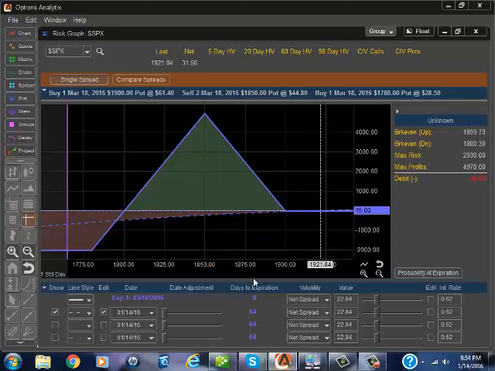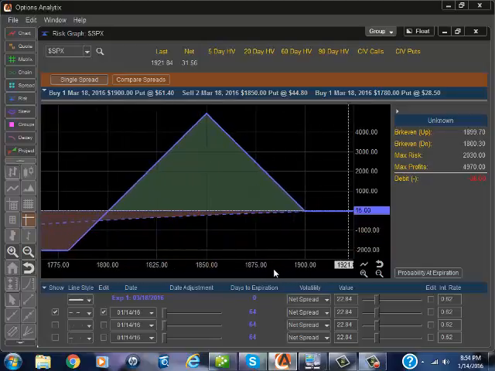Now, something that's really cool about this thing, if you look at this, this butterfly is really resilient. It's a really resilient trade, because even if the market falls all the way down to like 1850, look at that. We're only down like $230. You see that? That's very manageable, very, very manageable.